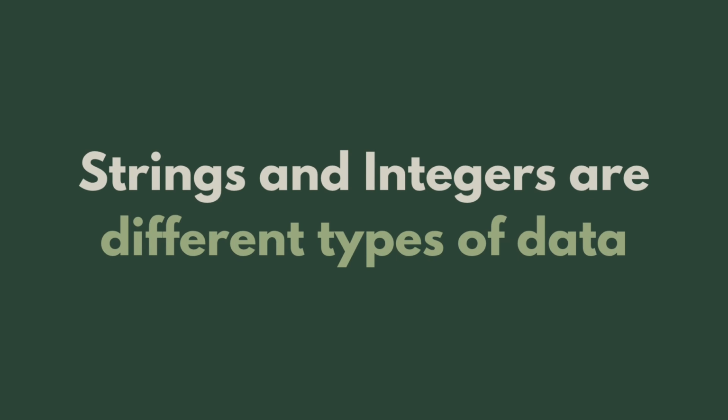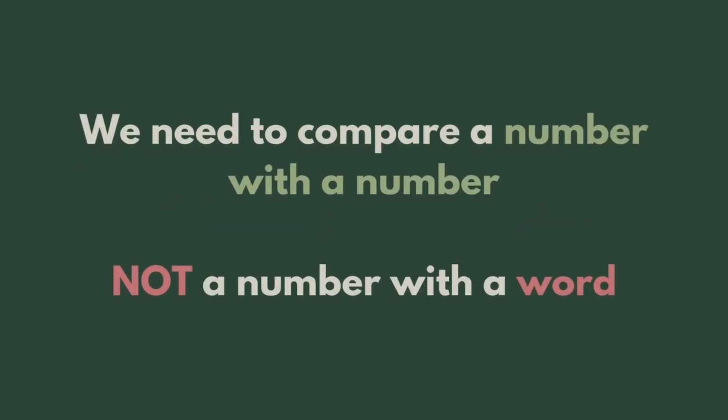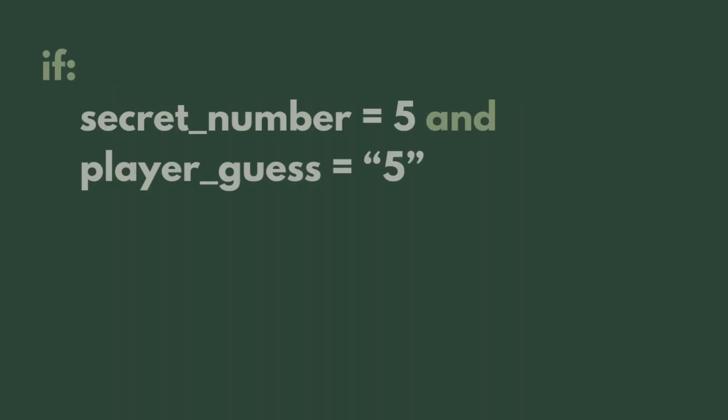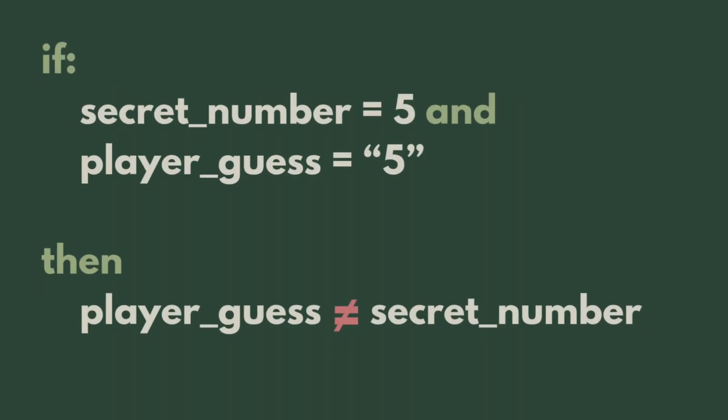So to determine if the player guessed the secret number, we need to compare two numbers, not a number and a word. So let's say that secret number is 5, an integer, and player guess is 5, a string. Even though they look the same to us, Python sees 5 in double quotation marks as a piece of text, and it will think the guess is incorrect.